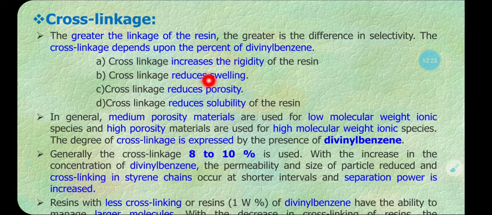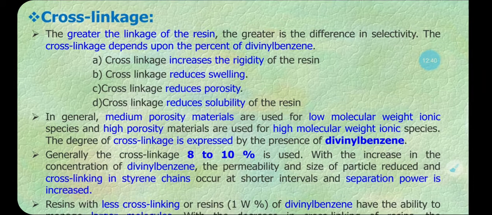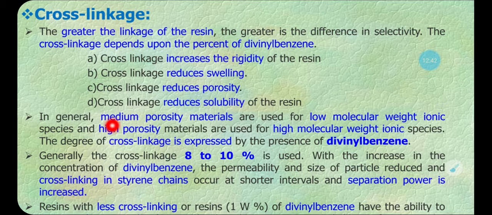It reduces the swelling. Cross linkage also reduces the porosity of the resin beads. Cross linkage reduces the solubility of the resin in the mobile phase or water. In general, medium porosity materials are used for low molecular weight ionic species. High porosity materials are used for high molecular weight ionic compounds.